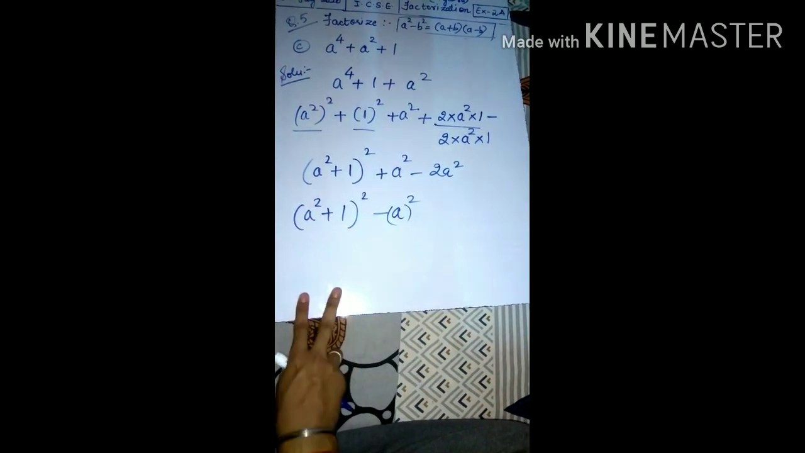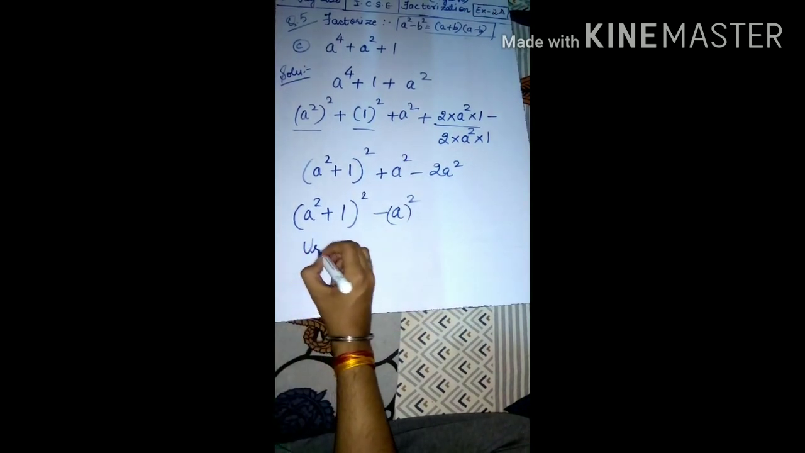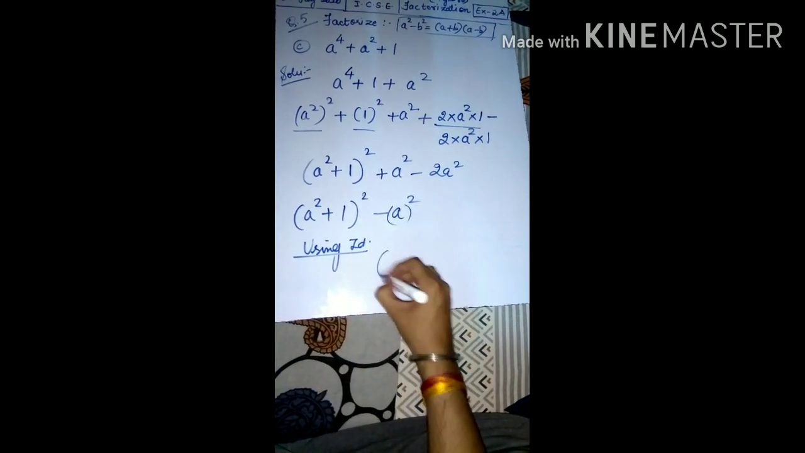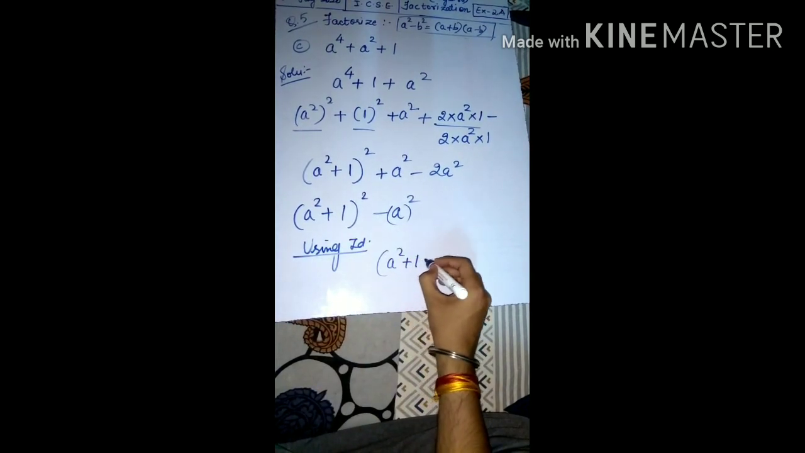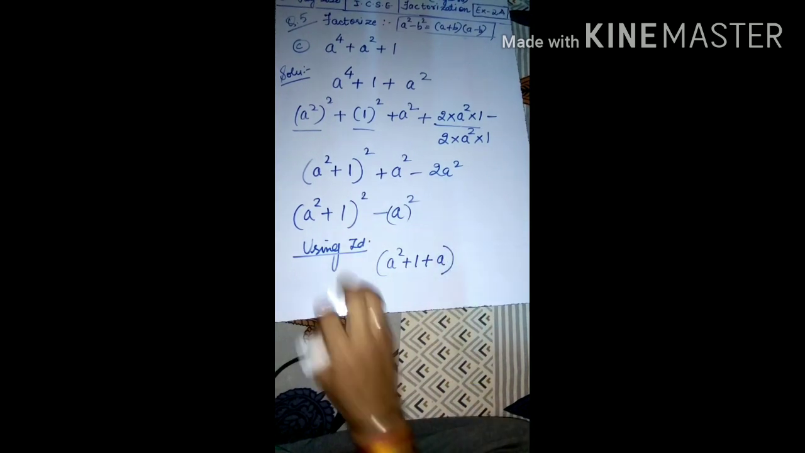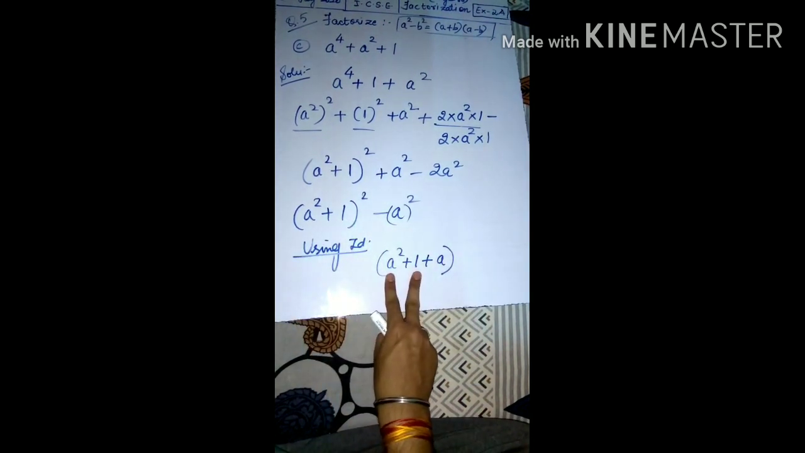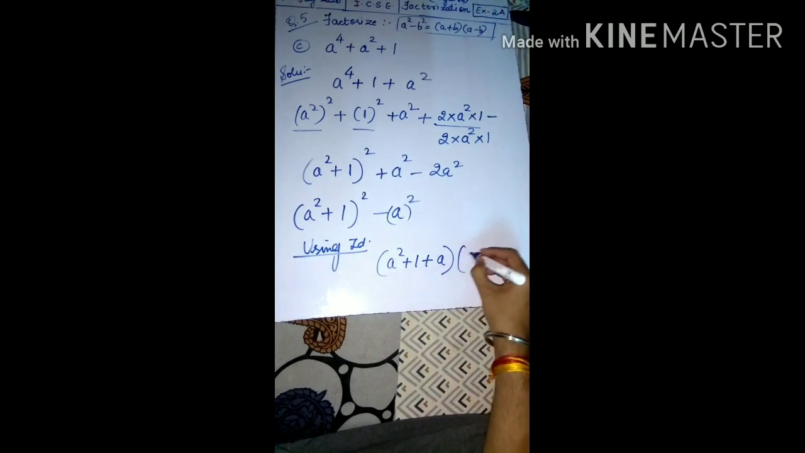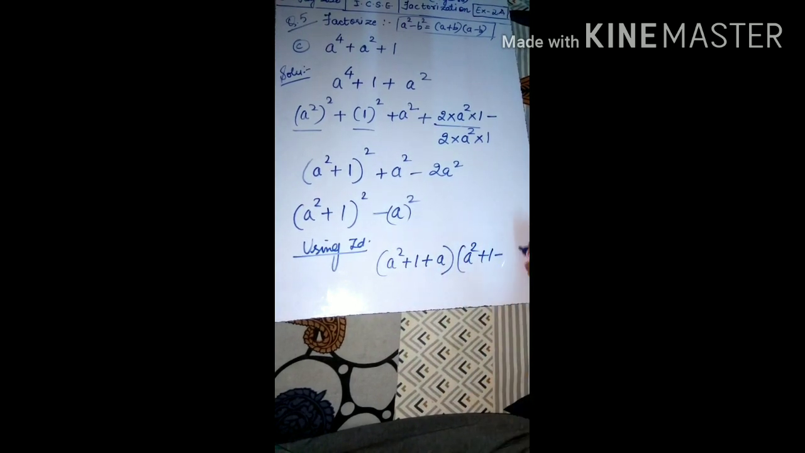Okay, now we have molded our question into a square minus b square. So from here we can apply the identity, that is a plus b, we have a as a square plus 1, and in place of b we have this a. Okay, and a minus b, that is the answer.